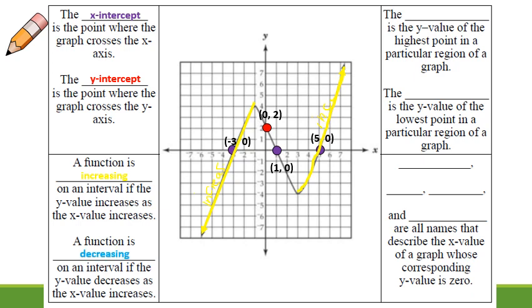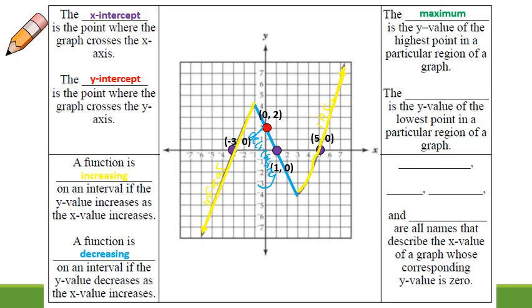A function is decreasing on an interval if the y value decreases as the x value increases, or from left to right, the y value is decreasing. I've got one decreasing interval on this graph, and if you want to write decreasing there, you certainly can. If it helps you to use these different colors as we go along, that's fine. Okay, the next key feature.